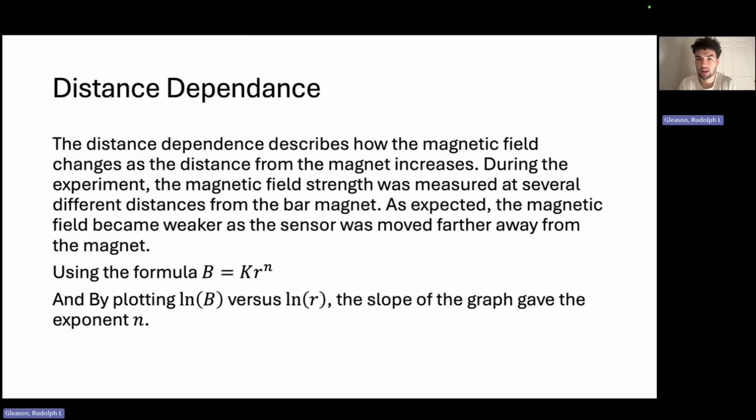During the experiment, the magnetic field strength was measured at several different distances from the bar magnet. And as expected, the magnetic field became weaker as the sensor moved farther away from the magnet. Using this distance dependence formula right here, and then by plotting ln B versus ln r, the slope of the graph gave us the exponent n.